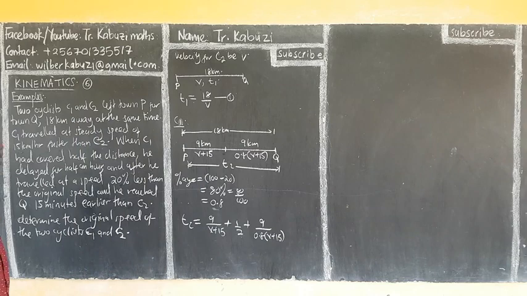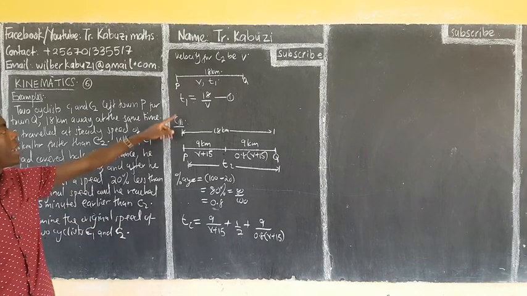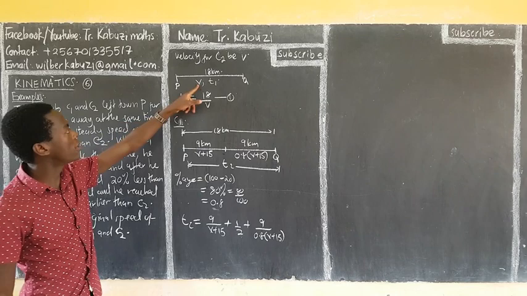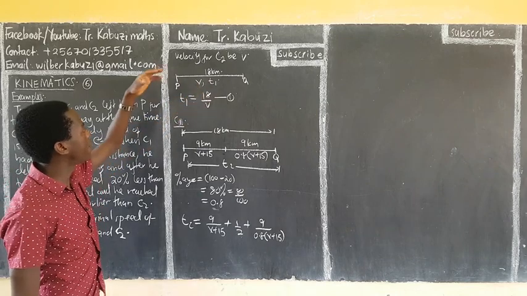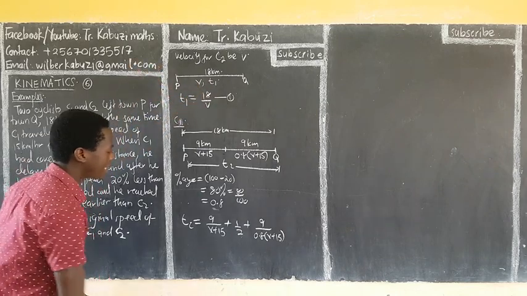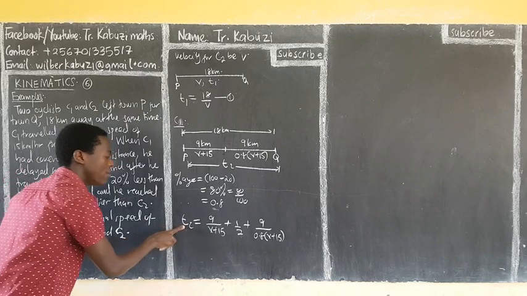And then they are telling us that this man reached 15 minutes earlier than C2. So if C2 was using T1, it means that now this one, the time T2.